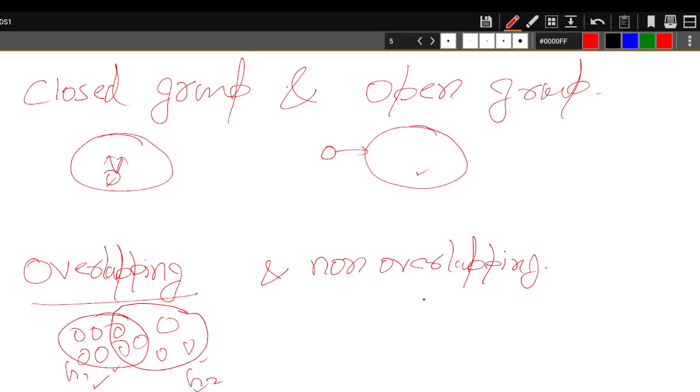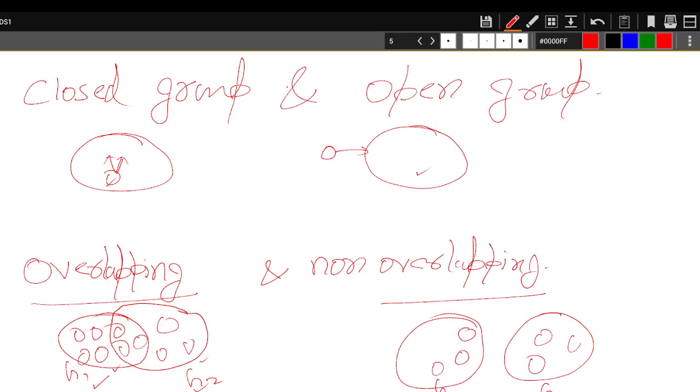However, in non-overlapping, the members can be in one particular group only. They cannot be in two groups. So whatever groups we have, there will be different members in these groups, that is non-overlapping. These are the kinds of things we have to keep in mind.